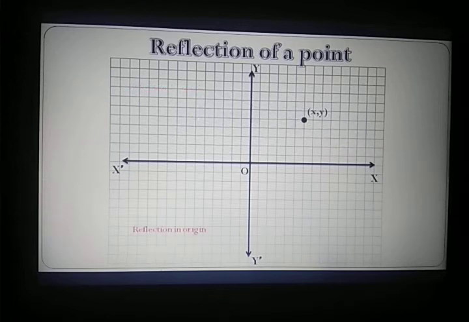Now the next kind of reflection is reflection in the origin. That means if this is your mirror, then the reflection of this will be exactly in the opposite way. So your image will be here, and the signs of both x and y will change in this case. So this will become (-x, -y). If you note down all these things, then our work is going to be very easy in the exercise.